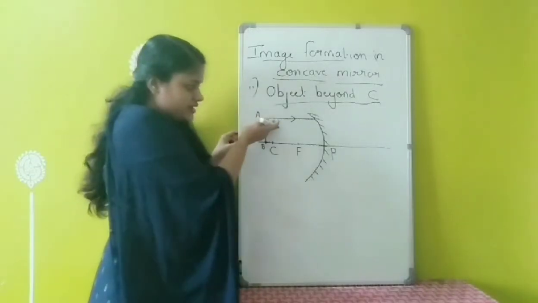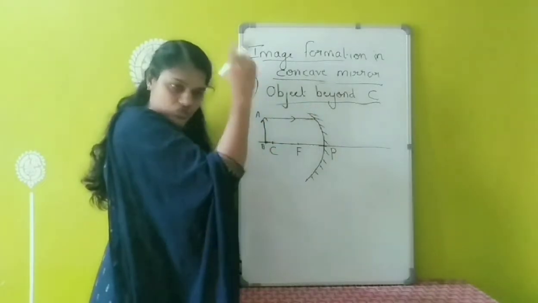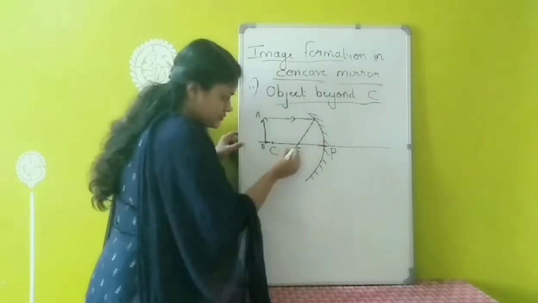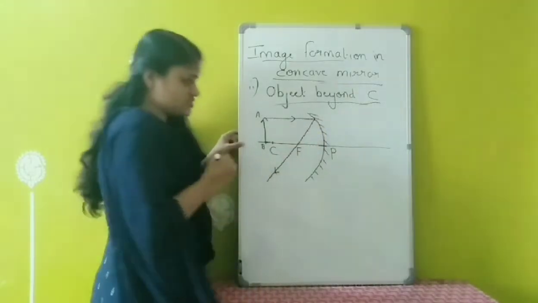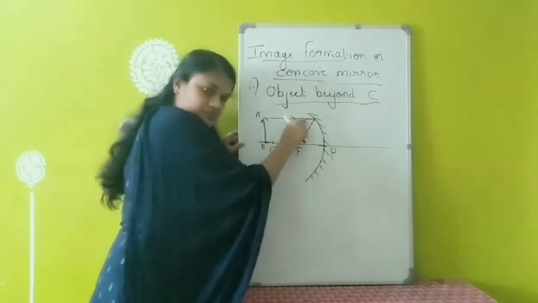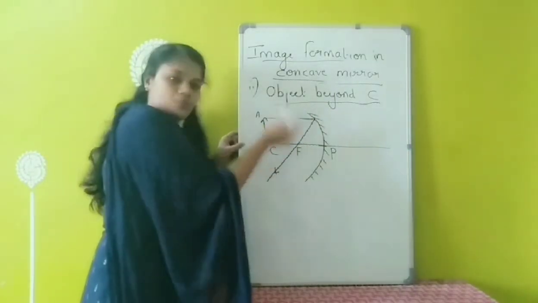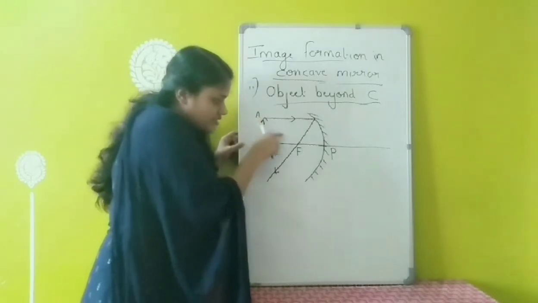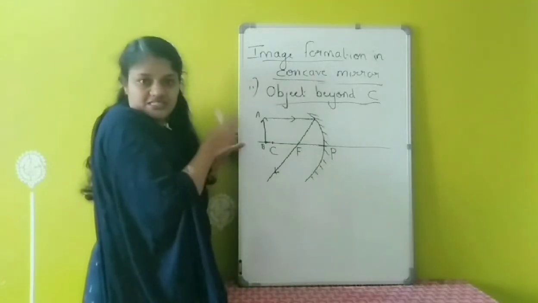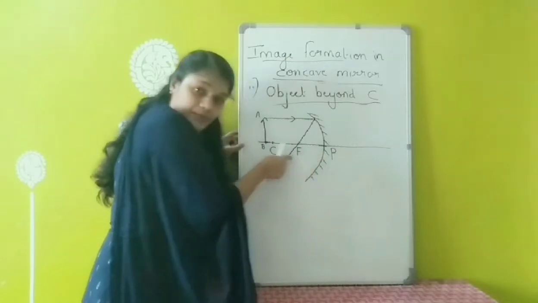So consider one light ray passing parallel to the principal axis coming from the object. We know that according to the first rule, after reflection it passes through which point? Through the focus. So this light ray is passing through the focus. That means a light ray passing parallel to the principal axis after reflection passes through the focus. The second one I am taking just opposite of this one. That is a light ray passing through the focus, after reflection passes parallel to the principal axis. So what is the second rule? A light ray passing through the focus after reflection passes parallel to the principal axis.